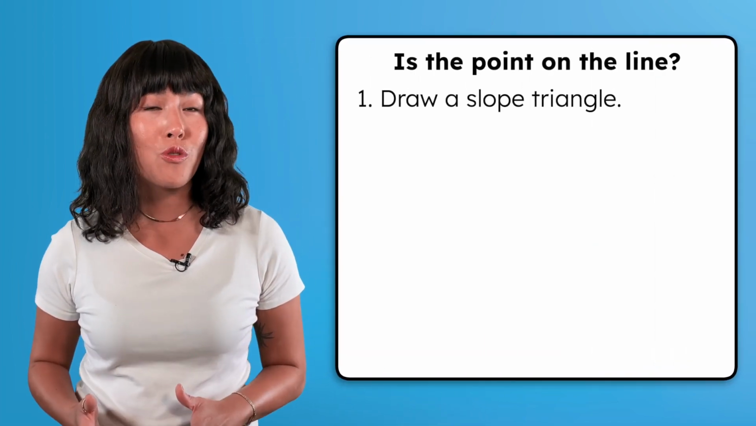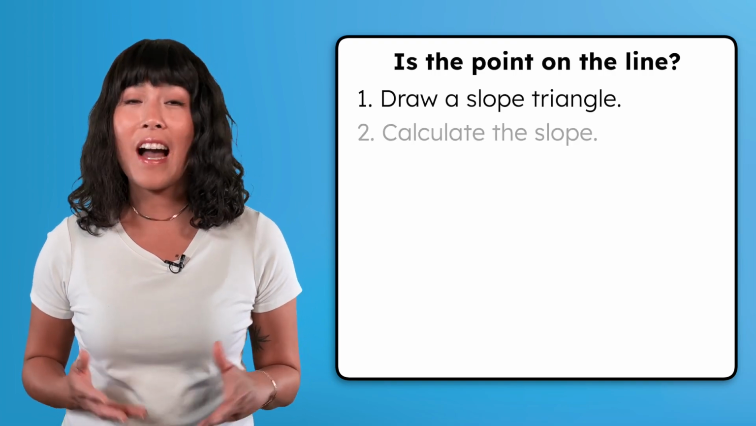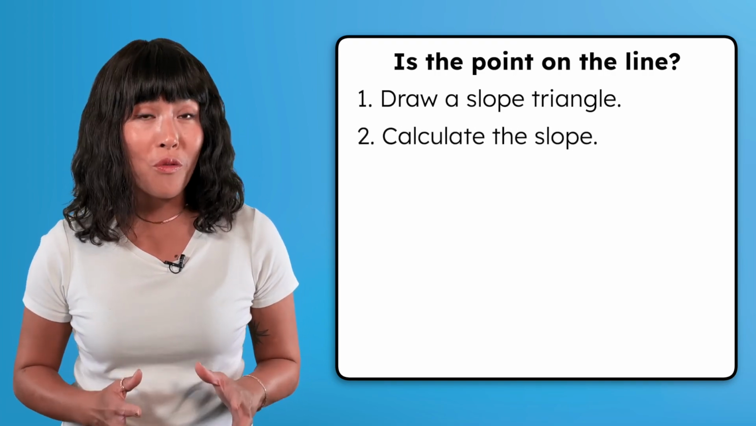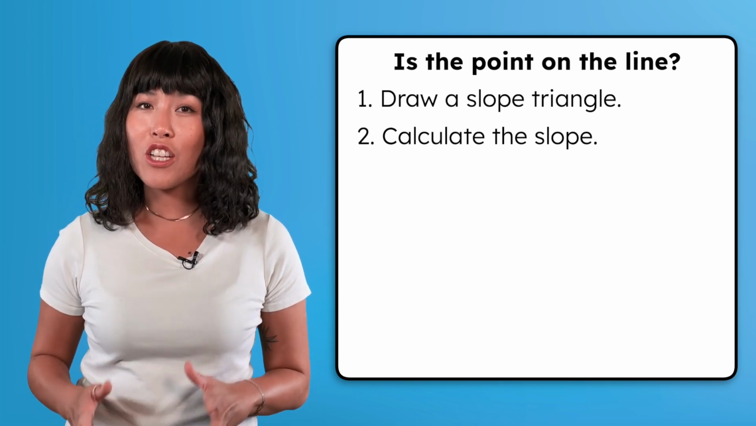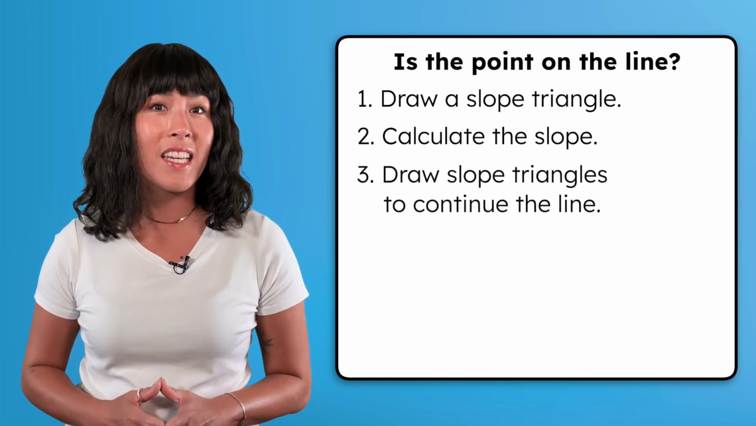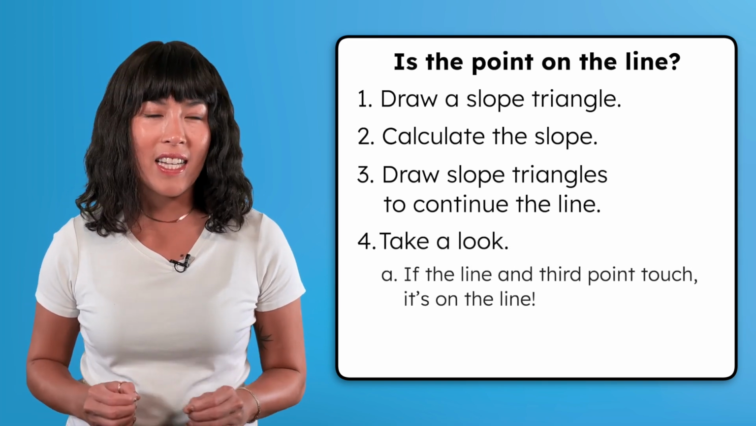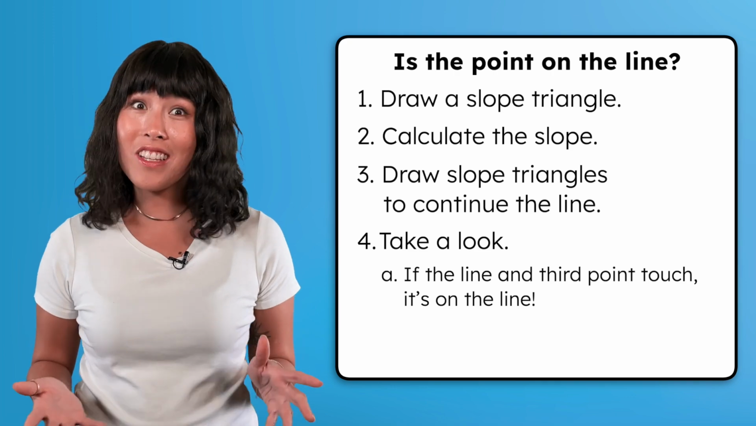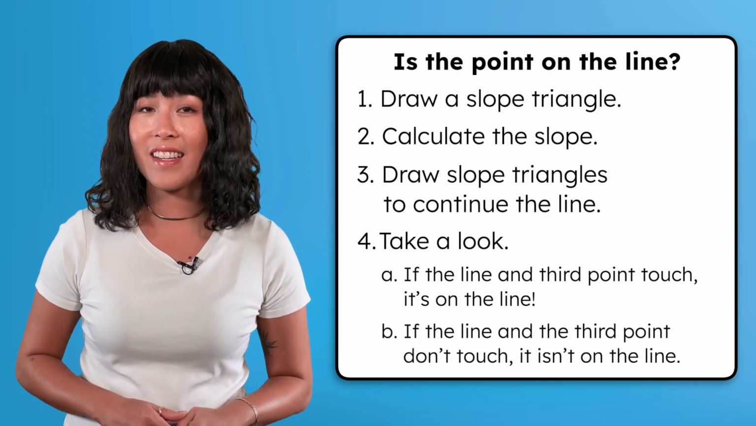Let's break down the steps of what we just did to figure out whether a third point is on a line. First, we drew a slope triangle connecting the original 2 points. Then, we calculated the slope. Don't forget to simplify and determine the sign. We went on and drew slope triangles to continue the line. Then, we took a look. If the line and third point touch, it's on the line. If the line and the third point don't touch, it isn't on the line.